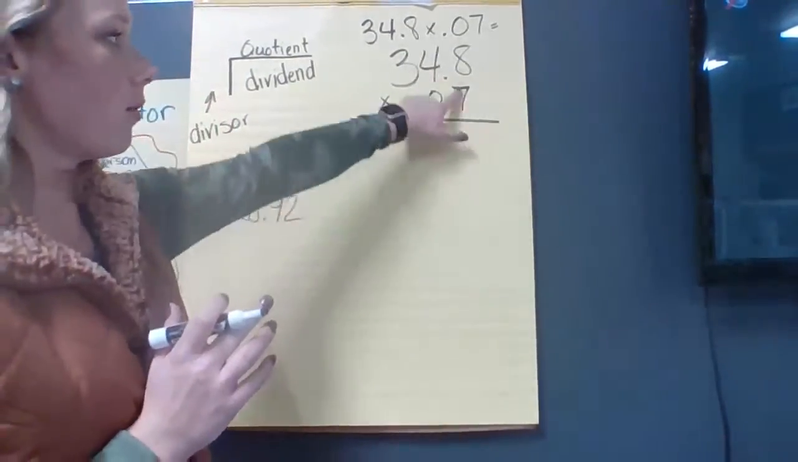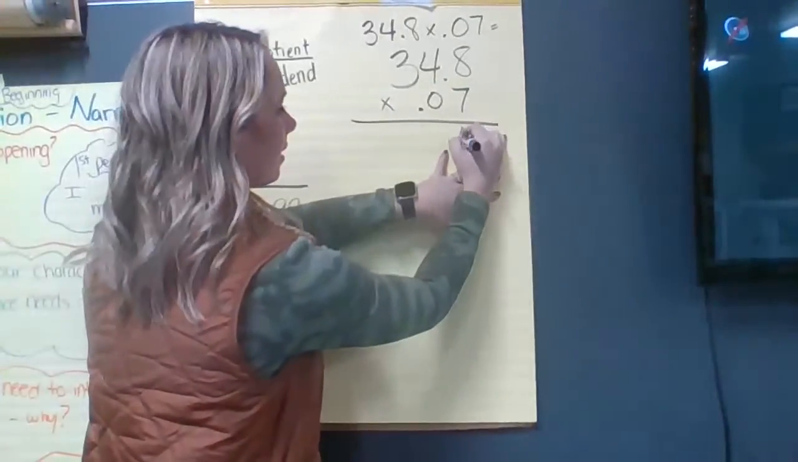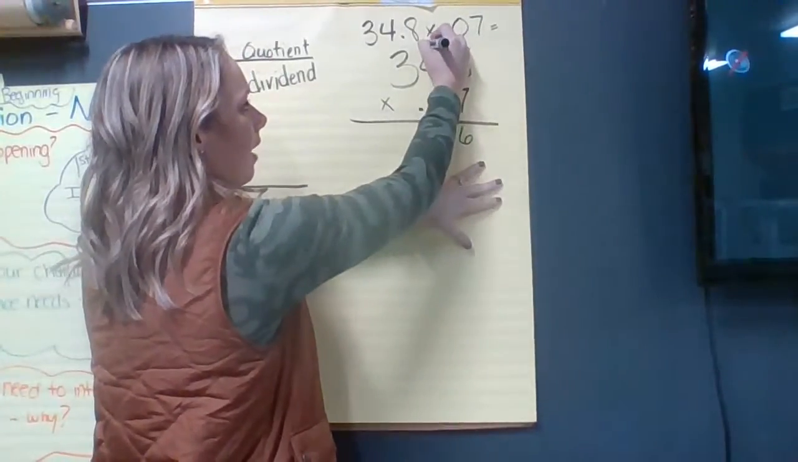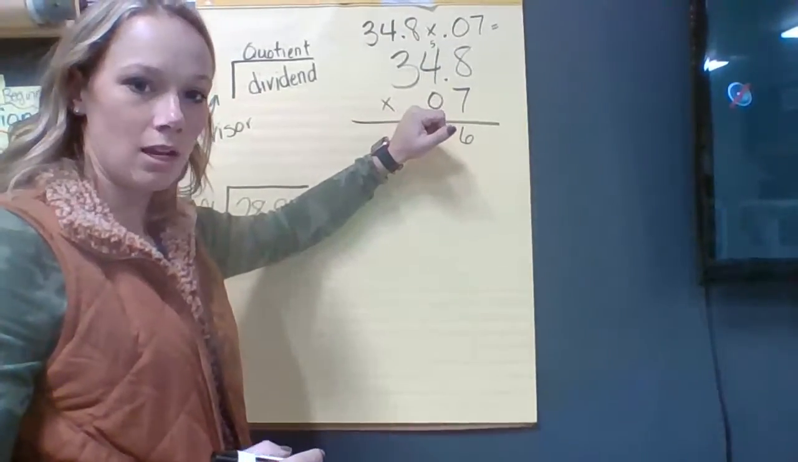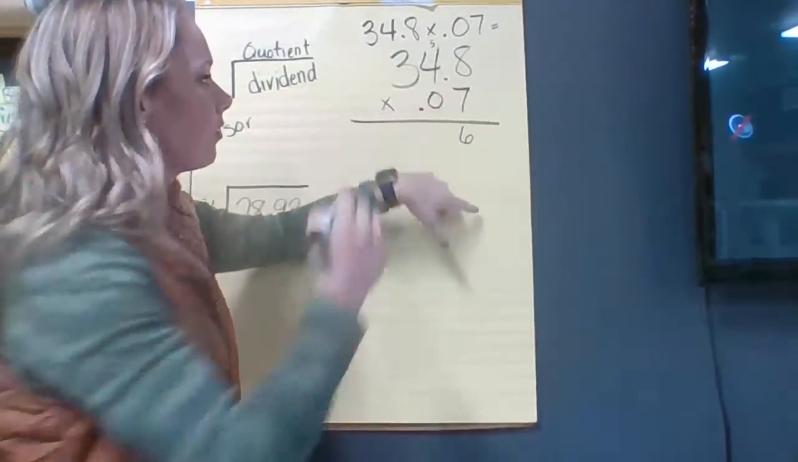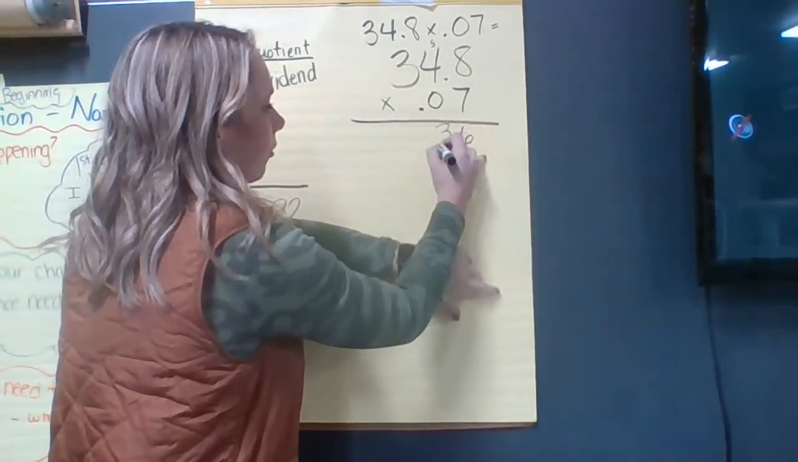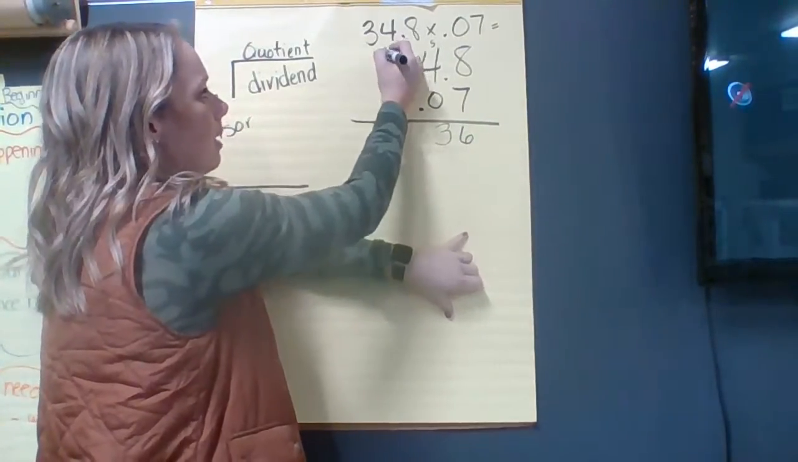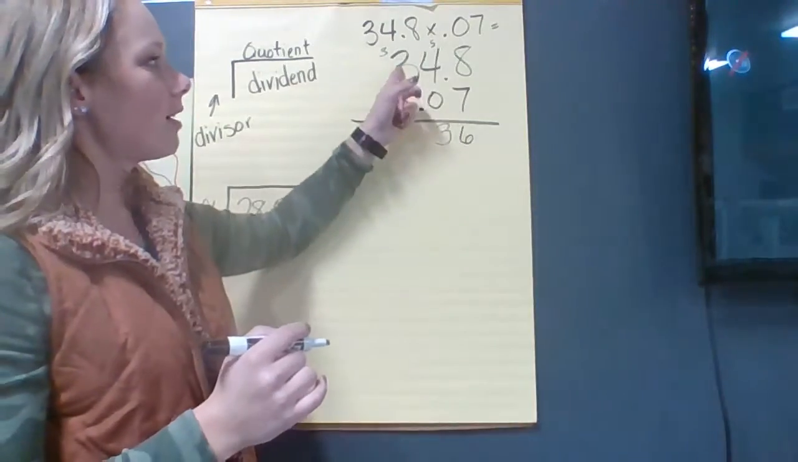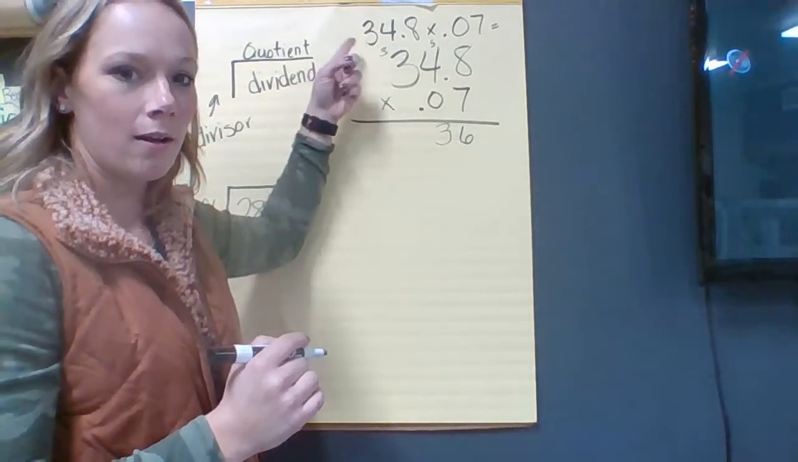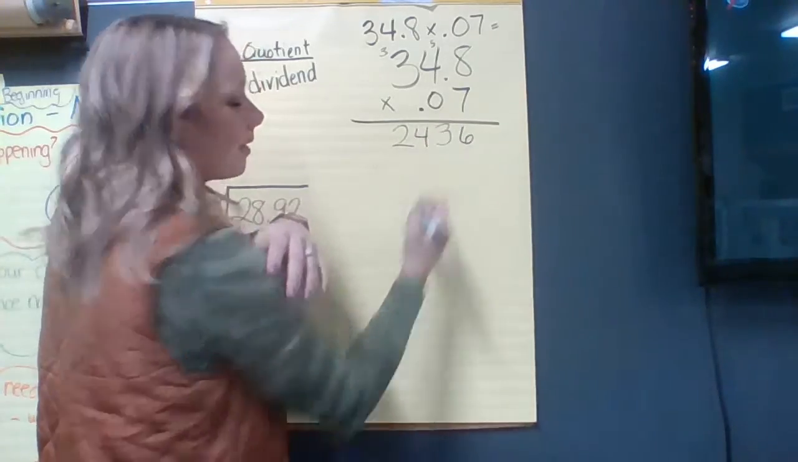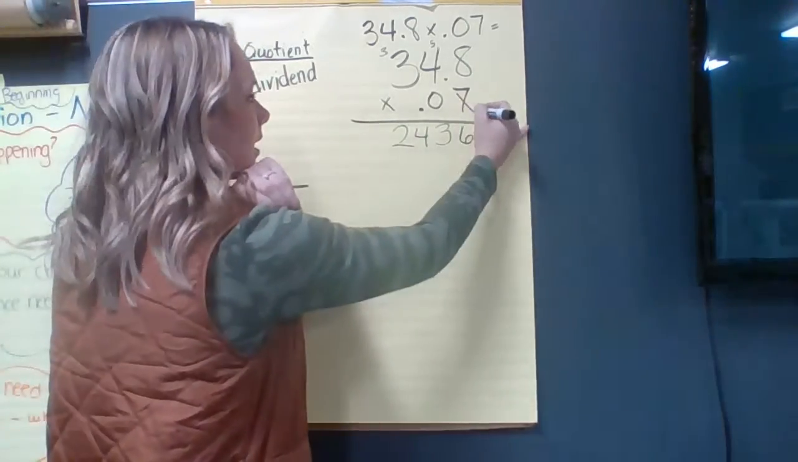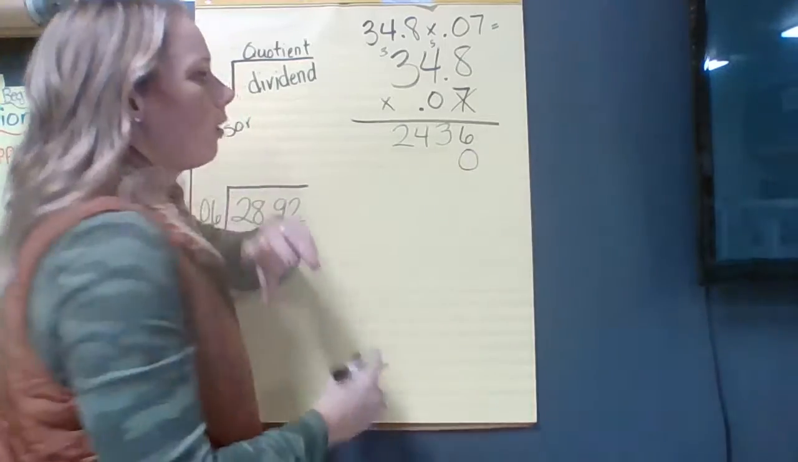So over here, I'm going to do 7 times 8 is 56. Carry my 5. 7 times 4 is 28. 28 plus 5 is 33. Carry my 3. 7 times 3 is 21. Plus my 3 is 24. I'm not done yet. I need to do my tic-tac-toe. X, O, tic-tac-toe.